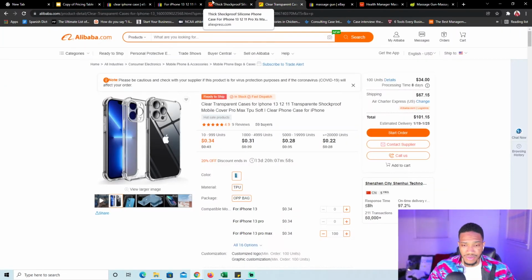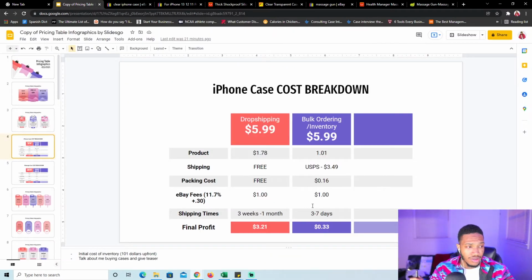And this is all just a rough estimate. This is not an exact cost layout. This can change and vary depending on how you choose to price your product, given your eBay ratings and different metrics that can control and determine how your products sell. The first thing that we looked at was this iPhone case breakdown.